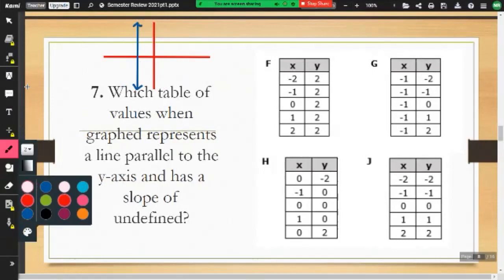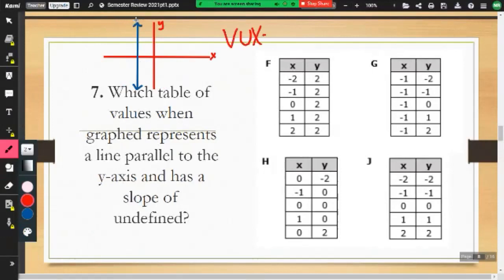So what do we use for that? HOY or VUX? VUX. Now, since we're using VUX, we're looking for a table where x is equal to the same number. Which one is it? G. X is equal to -1 every time. This is a table that represents a vertical line. Know how to recognize it. X is equal to the same number every time. This is a vertical line. This table F represents a horizontal line.